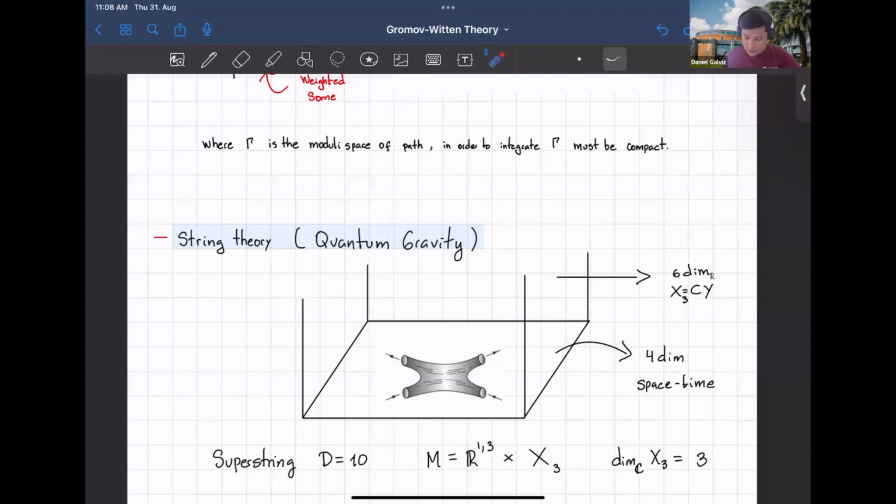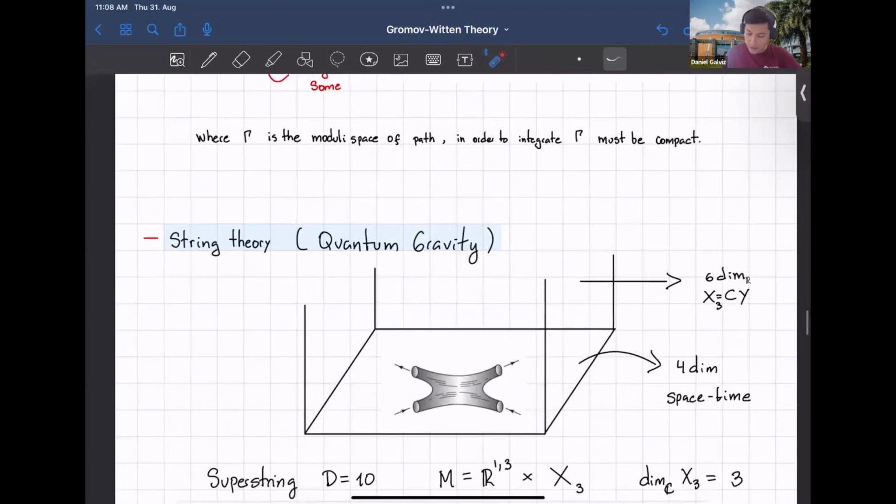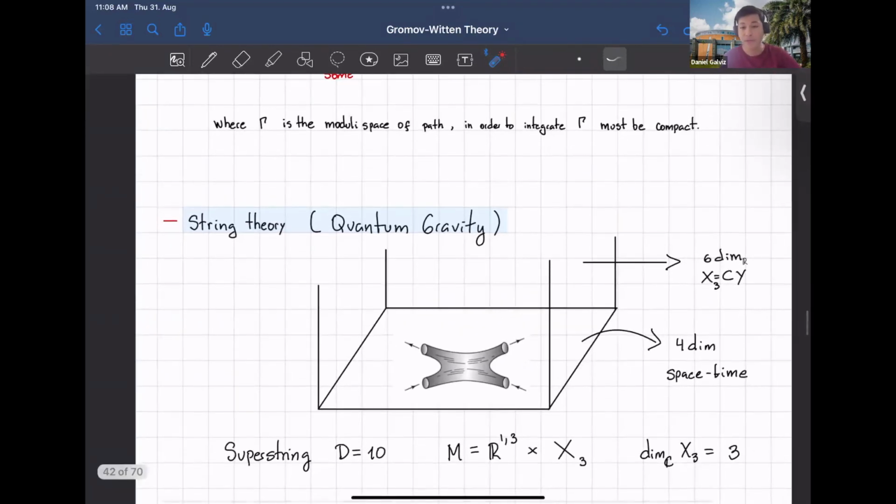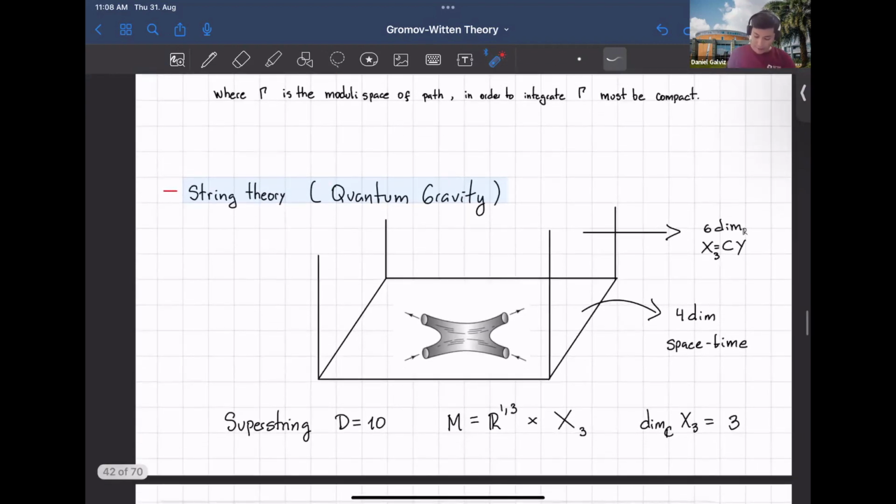Our ambient space will be a Calabi-Yau threefold. Three because it has 6 real dimensions, but in complex manifolds you describe it as a 3-dimensional manifold. So it's a Calabi-Yau threefold. Okay, so the way that you do this fibration is that to every point of the space-time, you attach a Calabi-Yau.